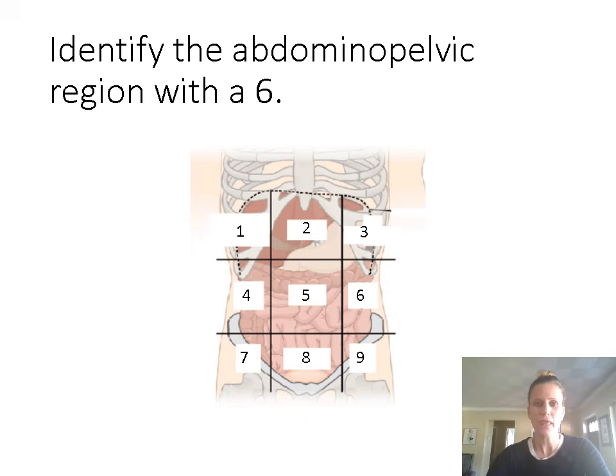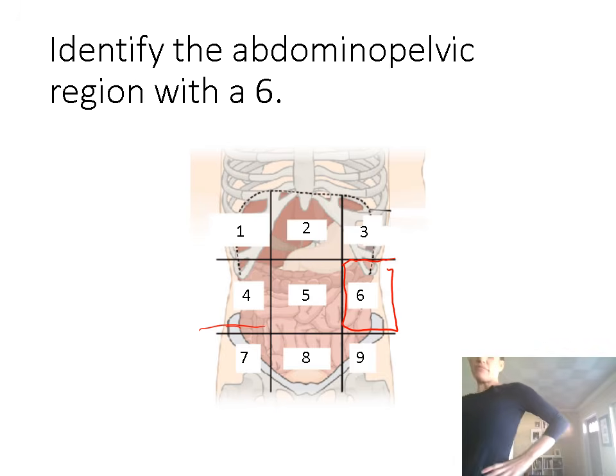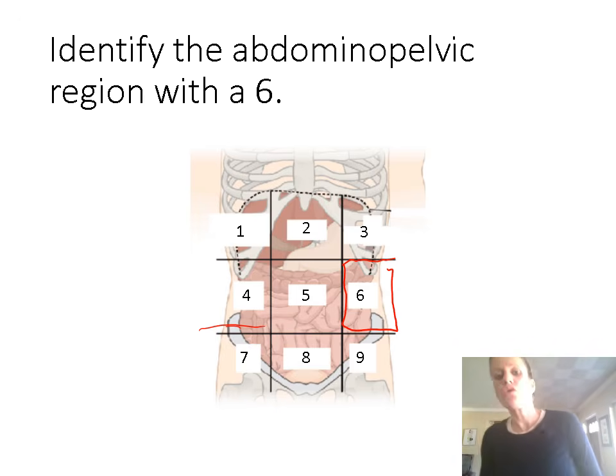Abdominopelvic region with a 6. So this one right here can be called a couple different things. On either side, 4 or 6, those are both referred to as the flank or lumbar region. Flank is like the side, right? So that makes sense. And lumbar, because if you kind of grab that region right there, like grab the side, if you look around, that's in the lower back area, right? And the lower back is the lumbar region. So that makes sense. It's flank or lumbar.